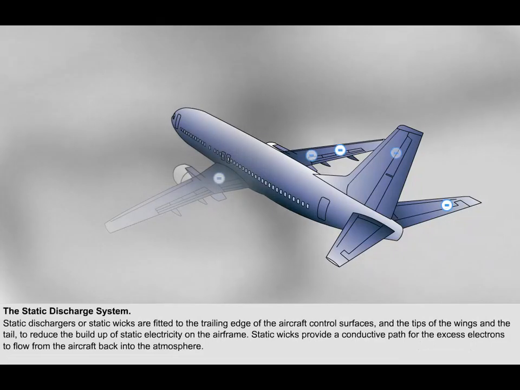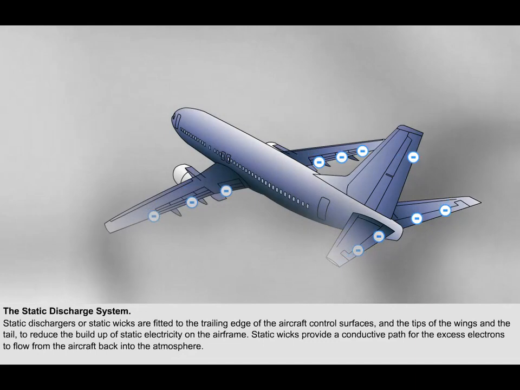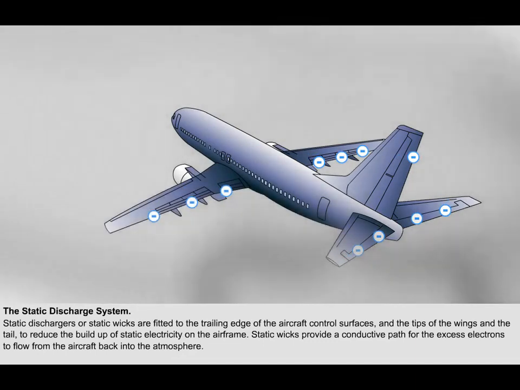The static charges that build up on an aircraft during flight tend to accumulate near sharp edges, like the trailing edges of wings and tail surfaces. A static discharge system, consisting of components known as static dischargers or static wicks, is fitted to reduce the build-up of static electricity on the airframe. Static wicks are fitted to the trailing edge of the aircraft control surfaces and the tips of the wings and the tail.